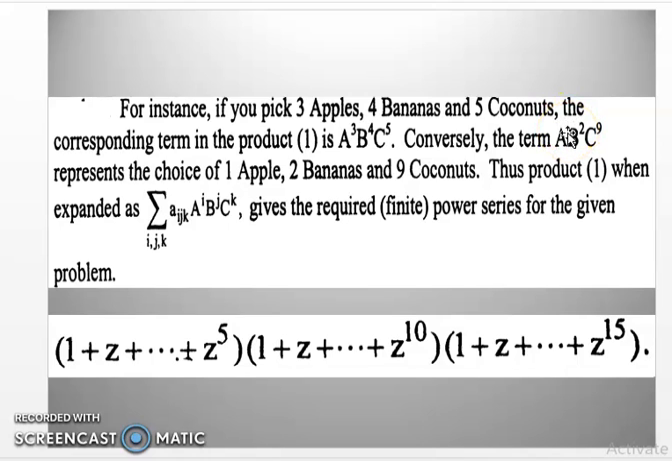Such a choice is one of your products. Lastly, when expanding the product we get the generating function as the summation over I, J, K, with I for apples, J for bananas and K for coconut values, of A raised to power I into B raised to power J into C raised to power K. So the finite power series for the given problem, in terms of Z, is: for the apples Z raised to power 0 up to Z raised to power 5, for the bananas Z raised to power 0 up to Z raised to power 10, and for the 15 coconuts Z raised to power 0 up to Z raised to power 15.